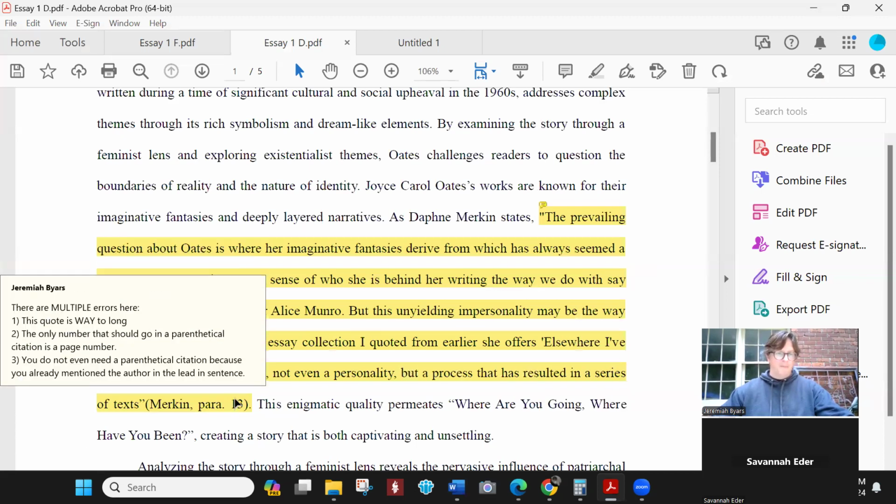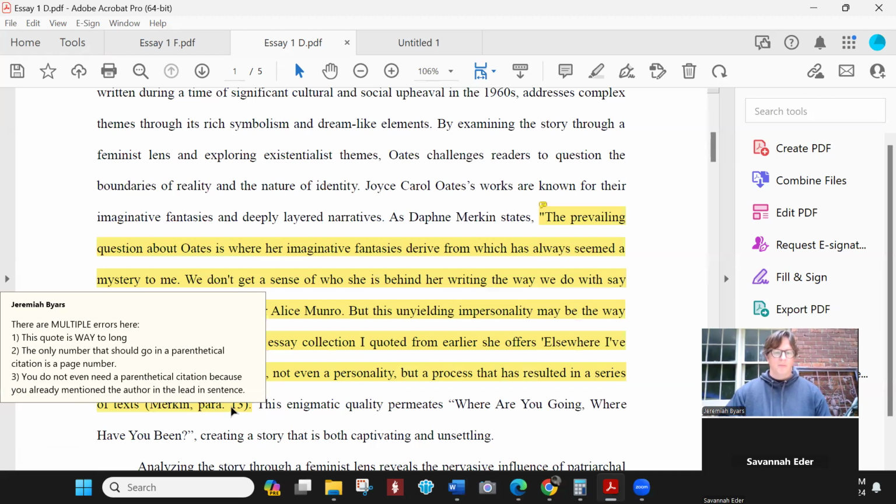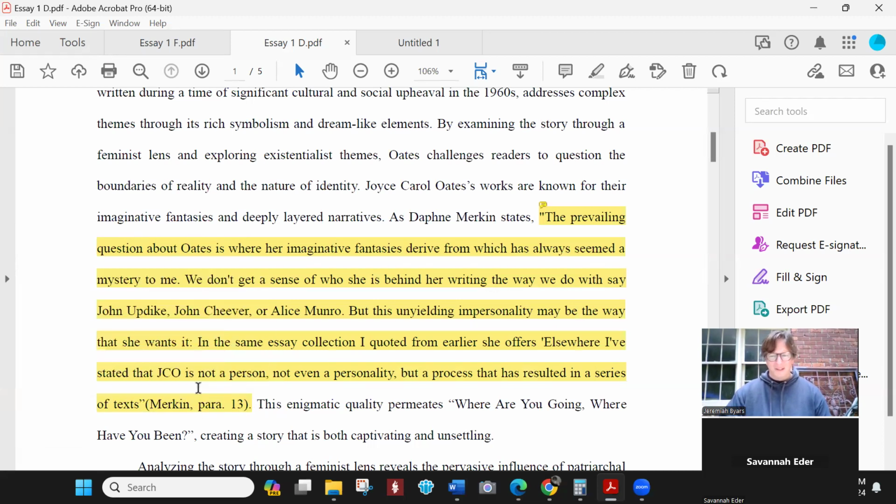Oh my God. There are multiple errors here. One, simply, the quote's way too long. Whether it's your introduction, conclusion, body paragraphs, way too long. You should never have a quote that's longer than 2 lines, really. So that's an error. Two, the only number that should go in a parenthetical citation is a page number. Here, this person wrote paragraph 13. Say what? We don't cite paragraph numbers.